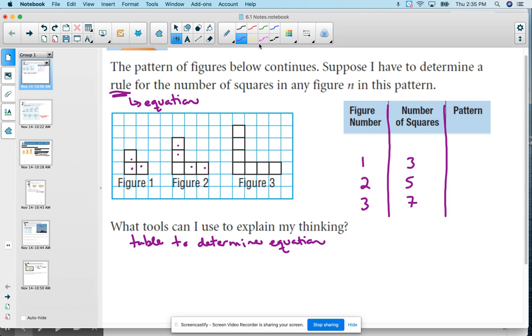We are going to then look at the pattern. So we're going to look at what our number of squares is going up or down by. In this case, our pattern is going up by +2. Well, this +2 actually tells us something for our equation. It's going to tell us what our coefficient is to our variable, which also means what we are going to end up multiplying by. So we're going to end up multiplying by 2.